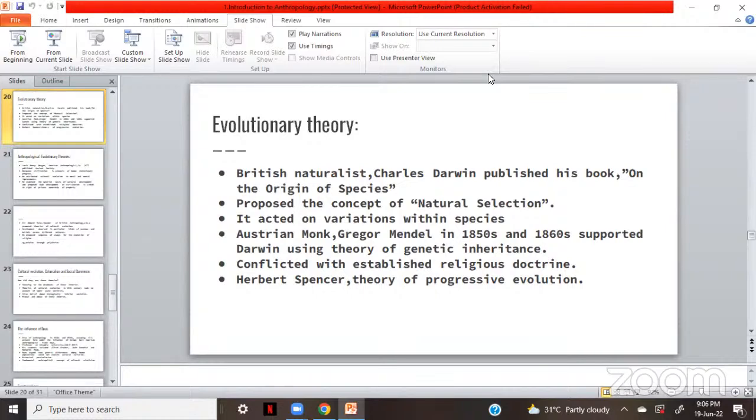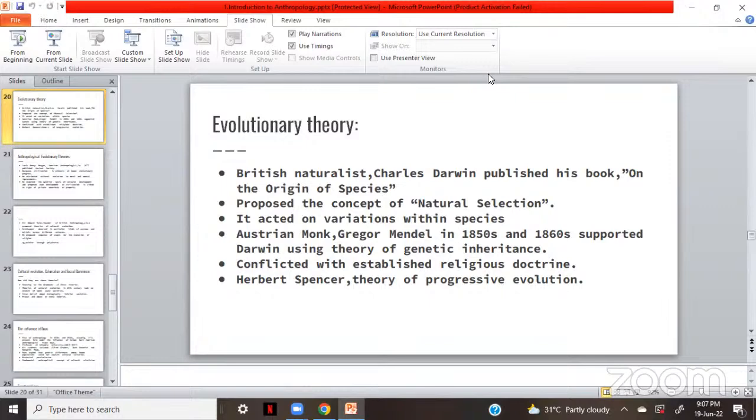Darwin's theory was later supported by the study of genetic inheritance, which was introduced by the Austrian monk, Gregor Mendel. Mendel conducted these studies in the 1850s and 1860s, and this directly conflicted with the established religious doctrine. What was the established religious doctrine? That all species had been determined at the creation of the world and had not changed since. Obviously, this is one of the most famous theories, evolutionary theory, as well as the theory of natural selection and genetic inheritance. So, I hope it is clear up till now.